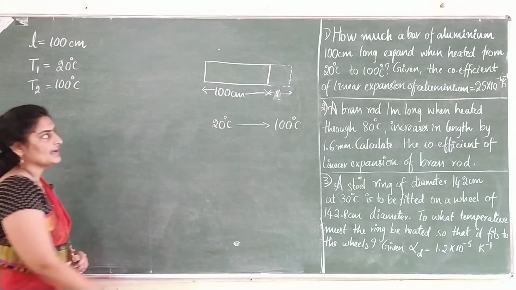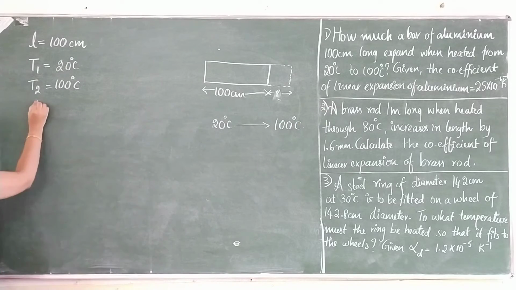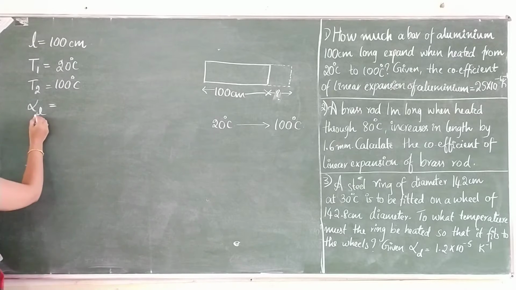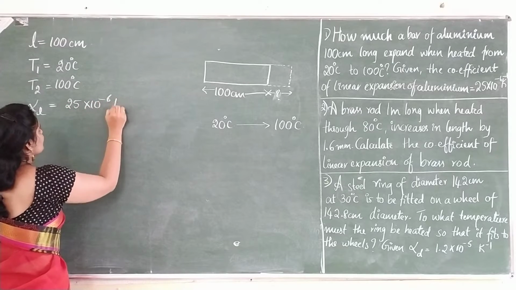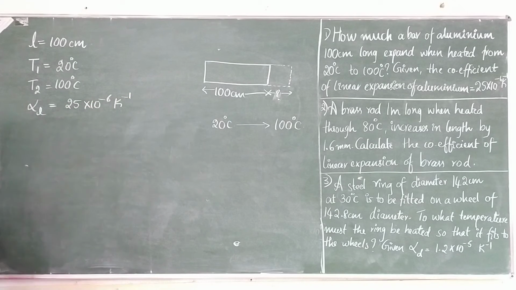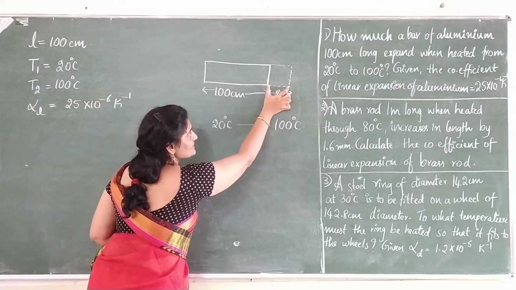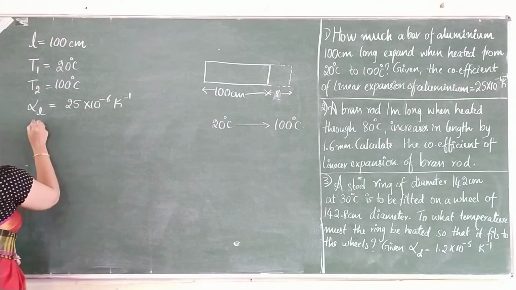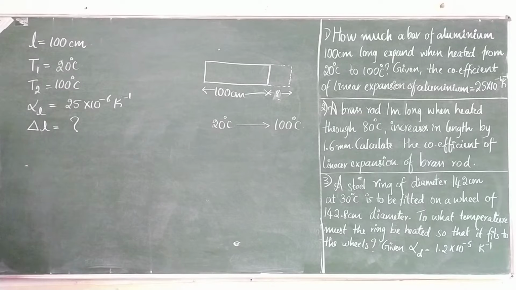And they have given the coefficient of linear expansion of aluminium, which is nothing but alpha L. Alpha L is equal to 25 into 10 to the power minus 6 per Kelvin. Right. Now, what you have to calculate? You have to calculate the change in length. Change in length is written as delta L. What is the value?